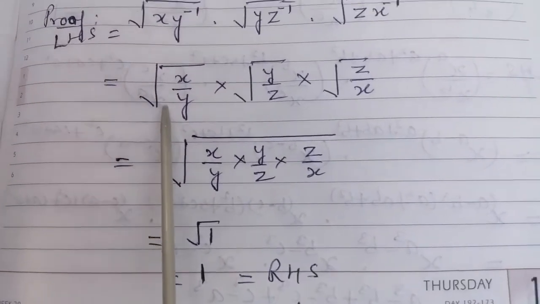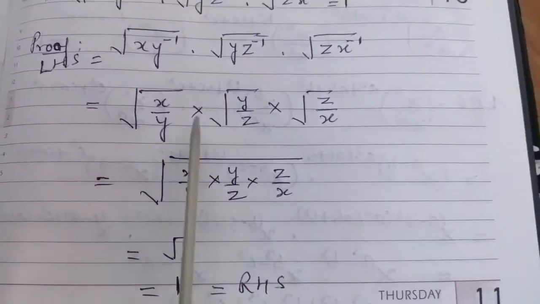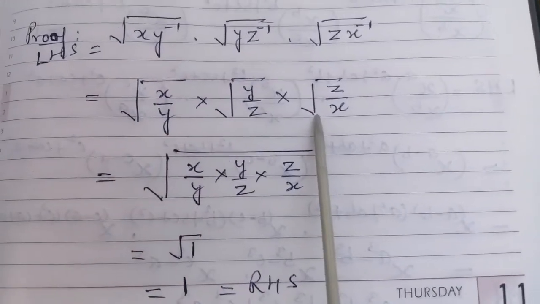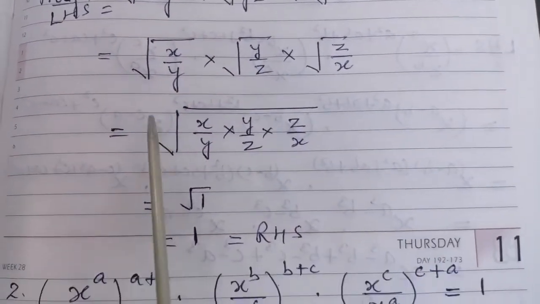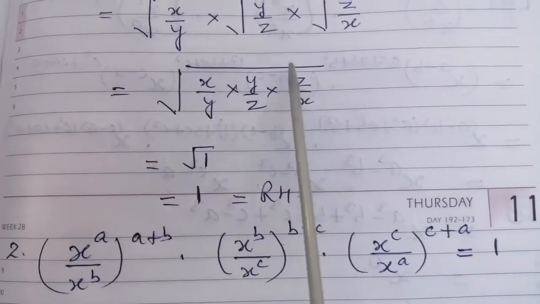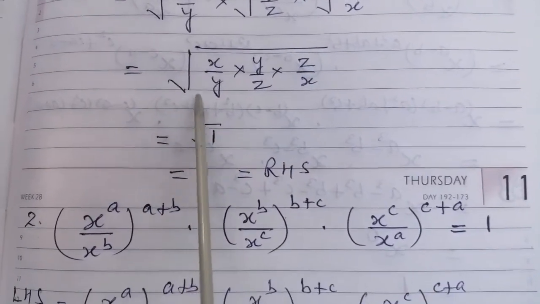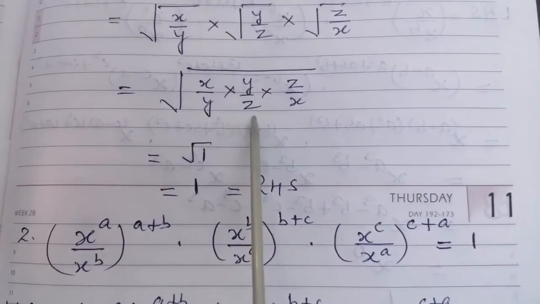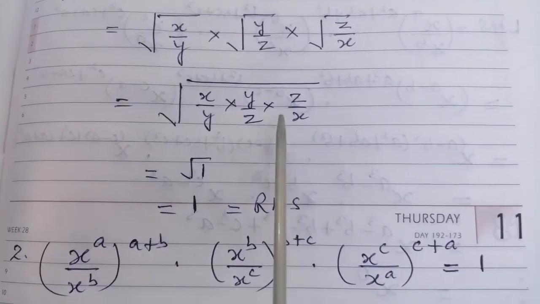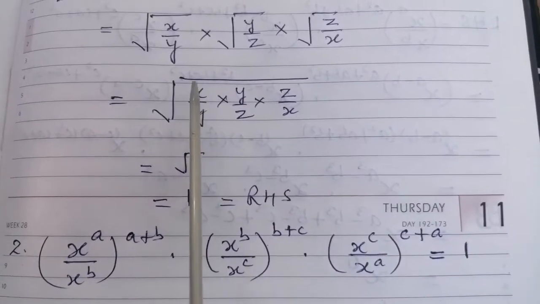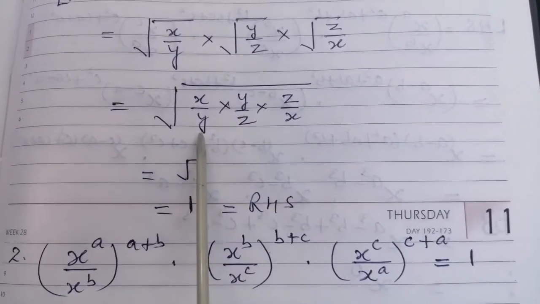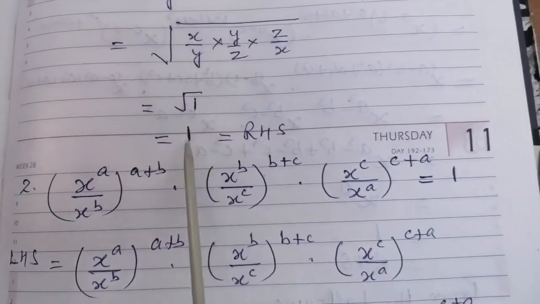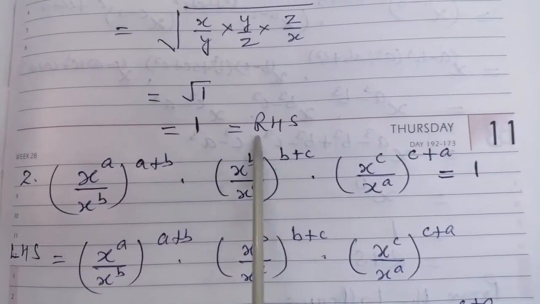Now, you have square root on all, that is the powers are same. What is the power for square root? 1 over 2, right? So otherwise I haven't written the power, I have taken the square root only. So multiply all. So square root of x upon y multiplied by y upon z multiplied by z upon x. So all of them, they will get cancelled, x with x, z with z, y with y. So you get square root of 1, which is again 1, and that is our right hand side.